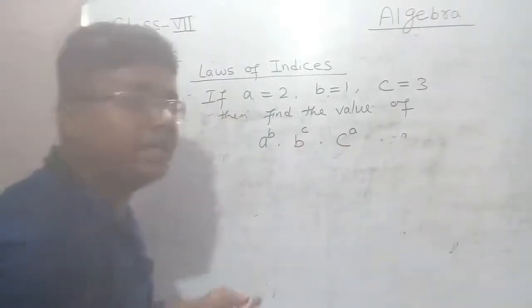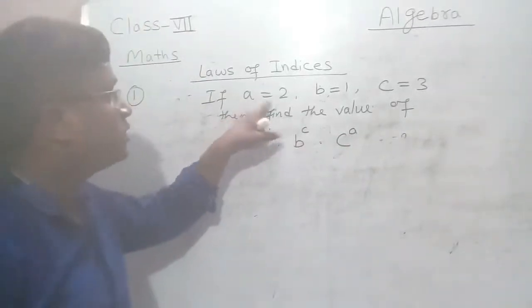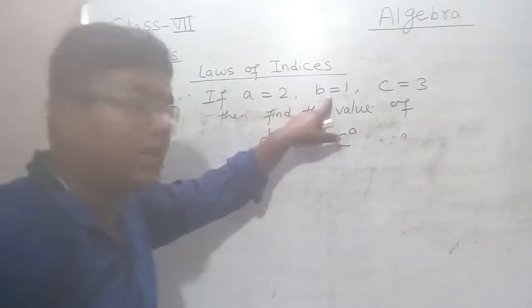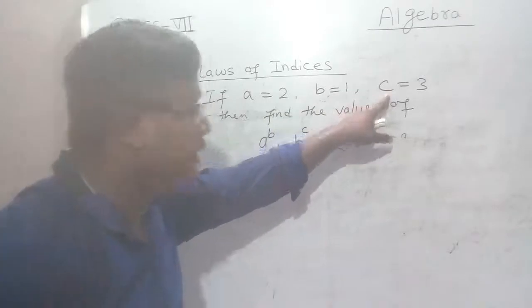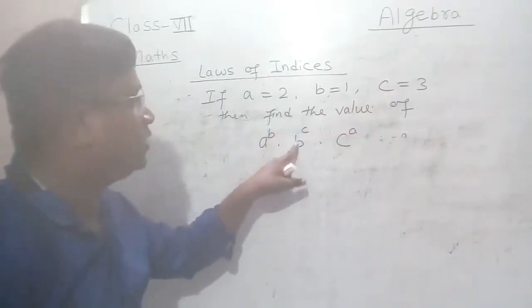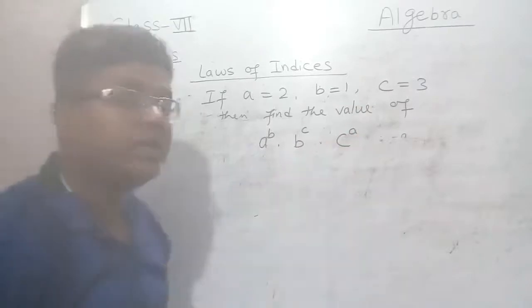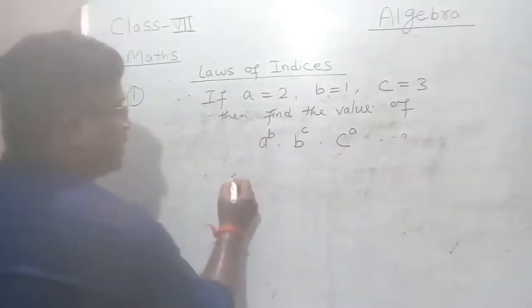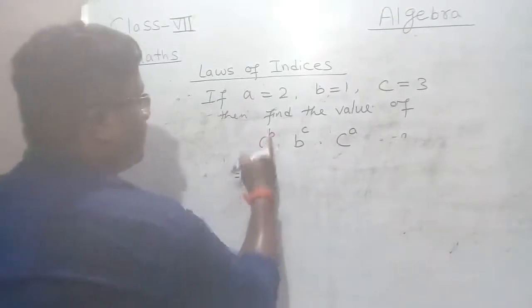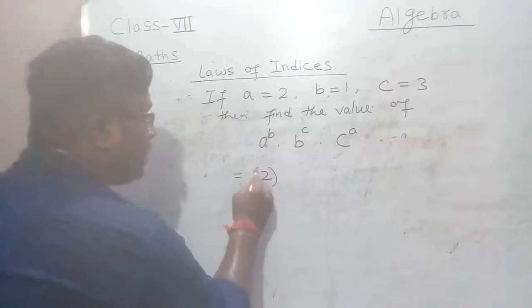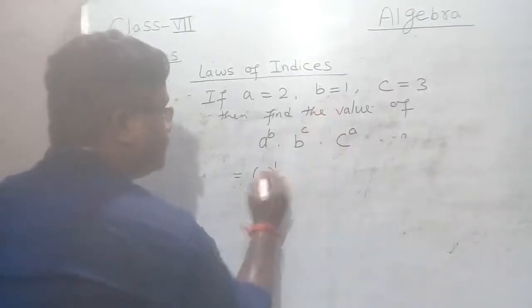Okay, the question is, if a is equal to 2, b is equal to 1 and c is equal to 3, then we need to find the value of a to the power b, b to the power c and c to the power a. So what we have to do now? Just we need to put the values here. Okay, so a to the power b means a is your 2, its power is b means b is your 1.